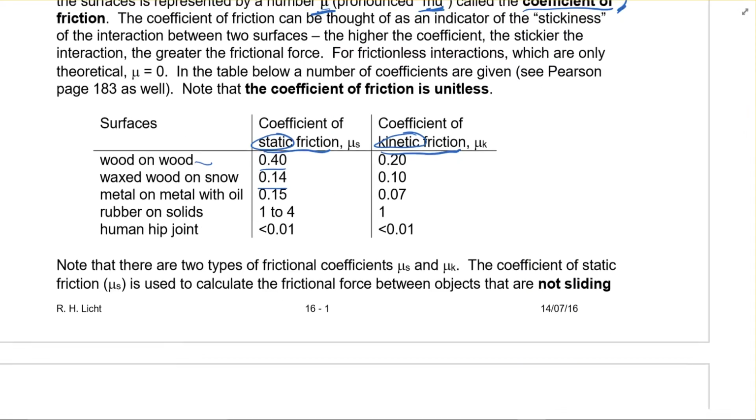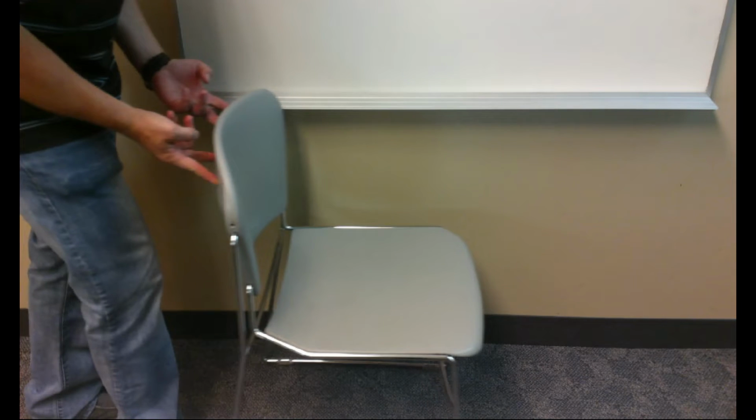So I'm going to turn my camera around here so you can see what I mean by these two. All right, so I'm going to be able to push this chair across the floor.